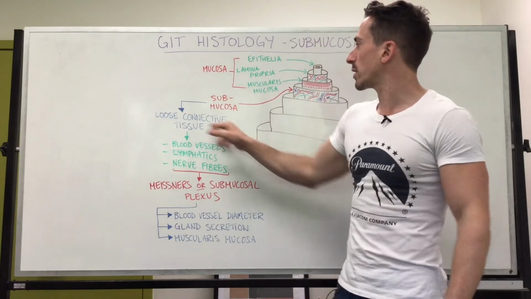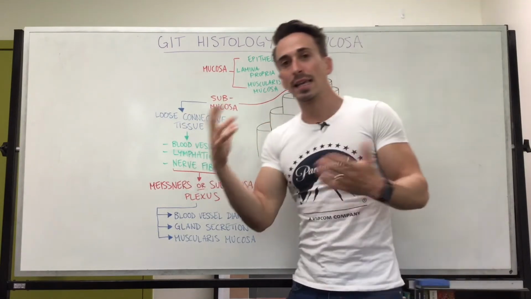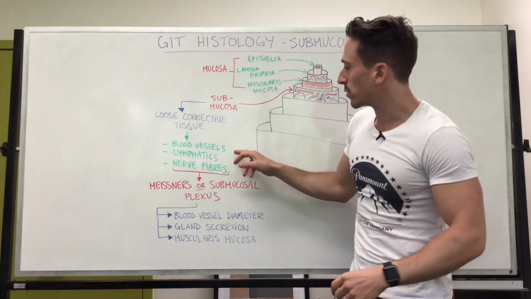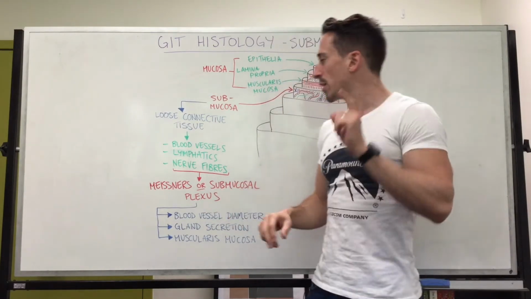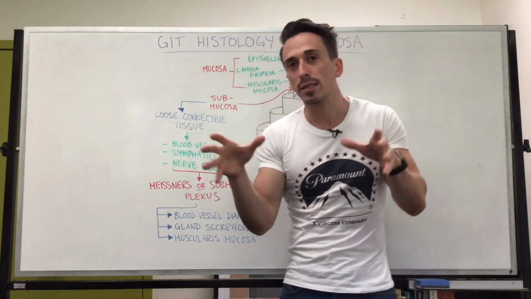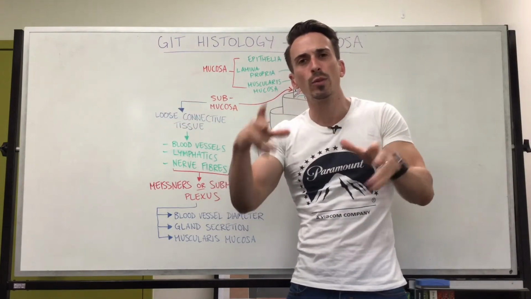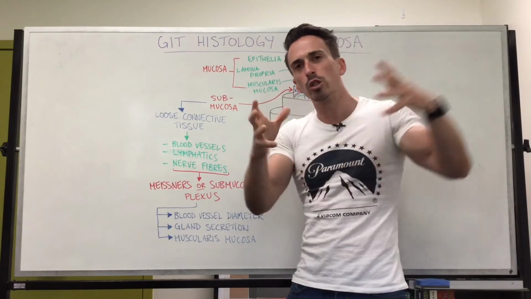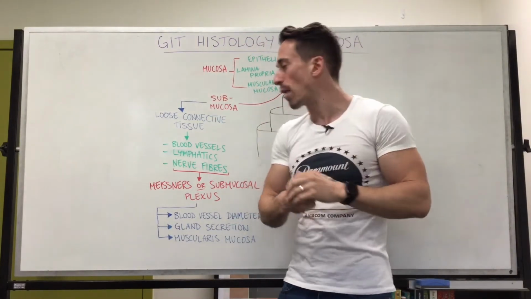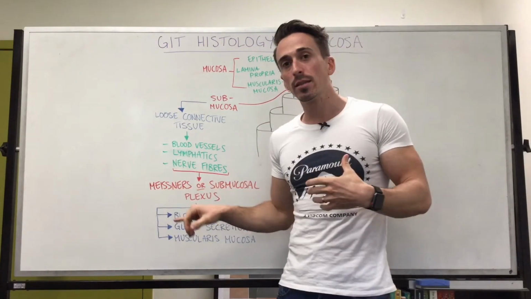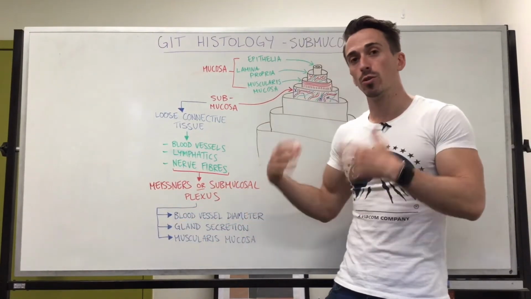Now this loose connective tissue of the submucosa, again like the lamina propria, has blood vessels, lymphatics, and nerve fibres. But something very important here are the nerve fibres. The nerve fibres form a plexus. A plexus is like a braiding, like when somebody's hair is braided. These nerves form multiple braidings, and they're called either Meissner's plexus or the submucosal plexus.